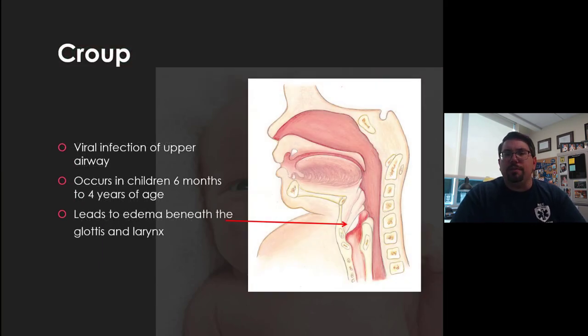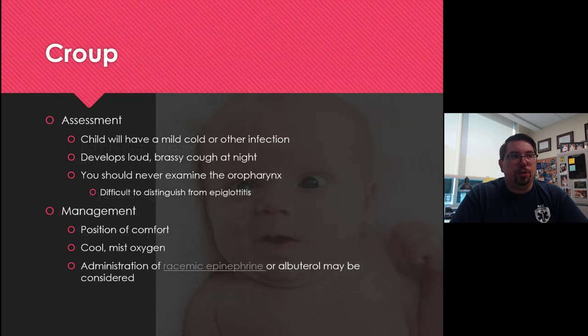Croup is a viral infection of the upper airway. It occurs in children from 6 months to 4 years of age, and it can happen a little bit older than that, but generally their airways become large enough where a little bit of edema won't lead to the croup-like symptoms we're used to, that classic seal-bark-like cough. In croup, we know that the viral infection leads to edema beneath the glottis and the larynx. So it's below the glottic opening and below the larynx. That's what leads to that brassy, seal-like bark cough that we're used to.